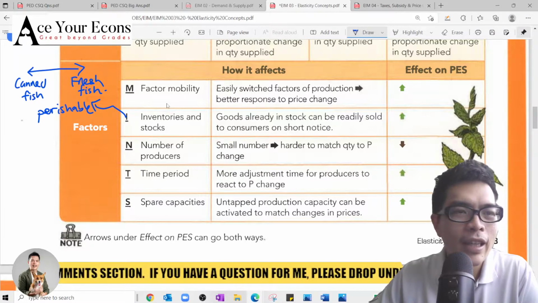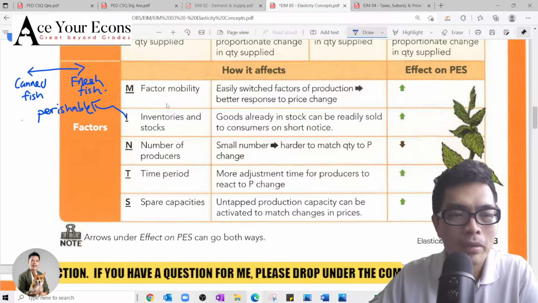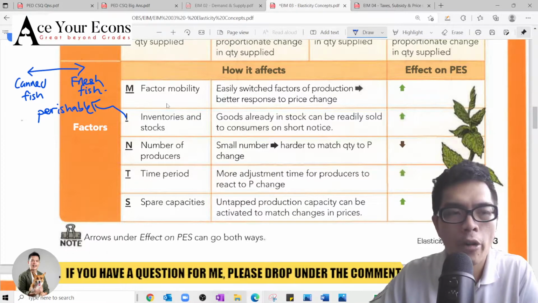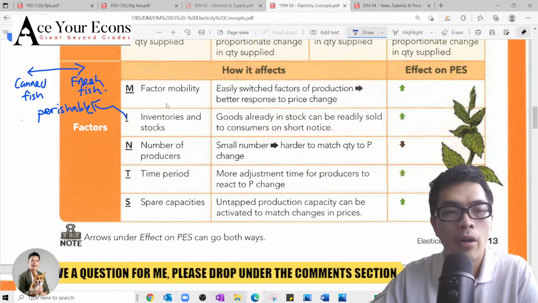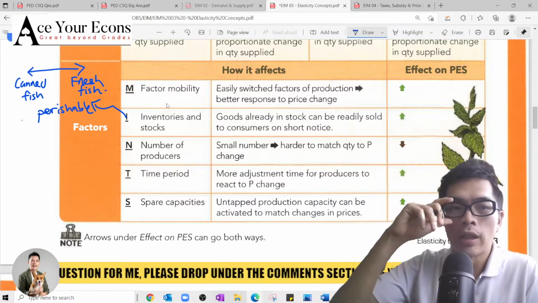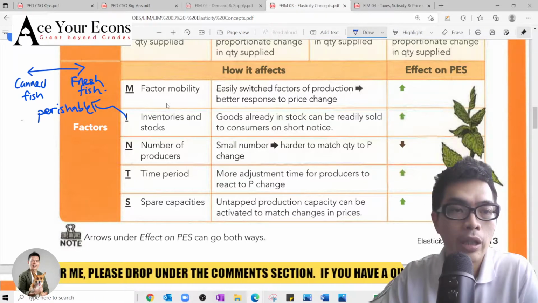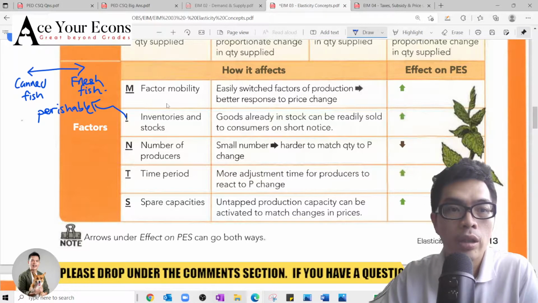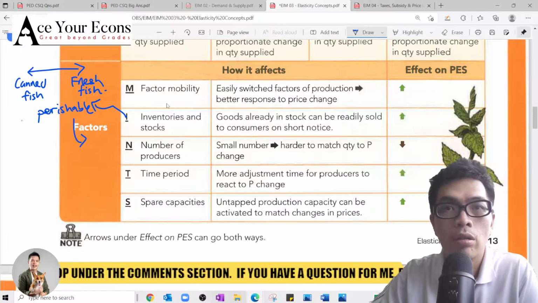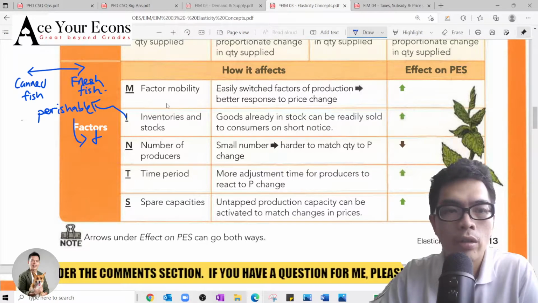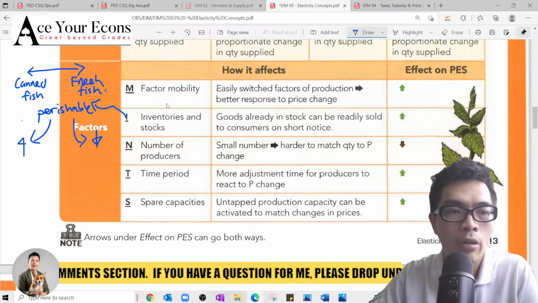So between the two, which one is going to be more perishable? Fresh fish, right? Fresh fish will be relatively more perishable as compared to canned fish, or canned fish will be relatively more non-perishable. So the keyword perishable tells us how many stocks we can take, or how many inventories we can keep. Agreed? So for fresh fish, can we afford to keep inventories? Yes or no? Inventories level is going to be lower, as compared to canned fish, where inventories level is higher.